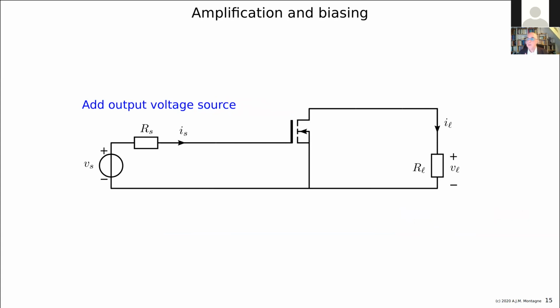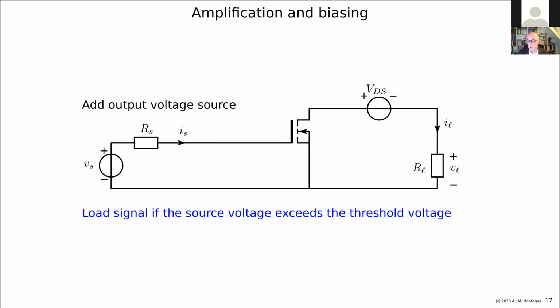We can add a battery to the output. I will put the battery in an inconvenient place, but it's nice for the story. I put it there. And now I have my battery there. So now I have a VDS no longer zero, because there is a DC path and the drain current is now positive. But as long as the gate source voltage is still too low, nothing happens.